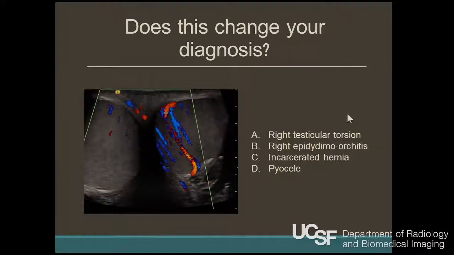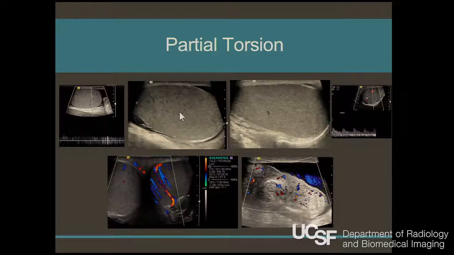So here's the other image that you always want to look at. And does this change your diagnosis? So this is right-sided testicular torsion. Our initial images showed this kind of heterogeneous testicle, and tracing it actually shows arterial flow. Although here's the left side, kind of a more normal looking testicle. The arterial flow is more robust.